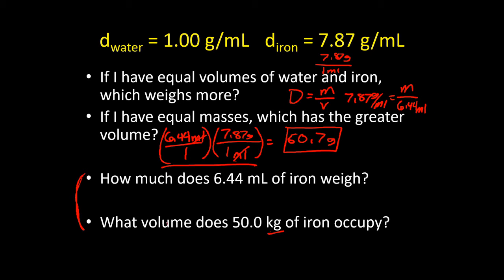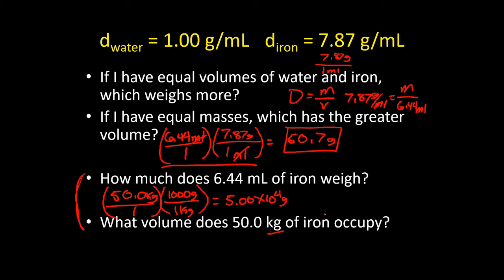So then the last one here, 50 kilograms, how much volume does it occupy? So the hint that I gave you there was to realize that we have kilograms here. We need to convert that into grams. So 50 kilograms. Convert that into grams first. If you remember, 1 kilogram is the same as 1,000 grams. So that's going to be, and let's just write it in scientific notation, 5.00 times 10 to the 4 grams.